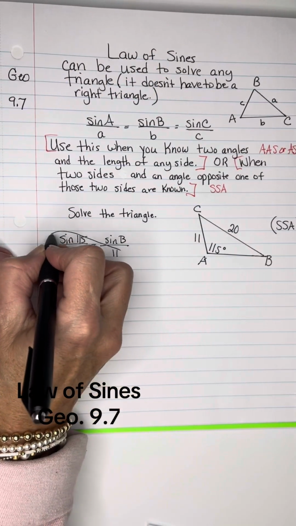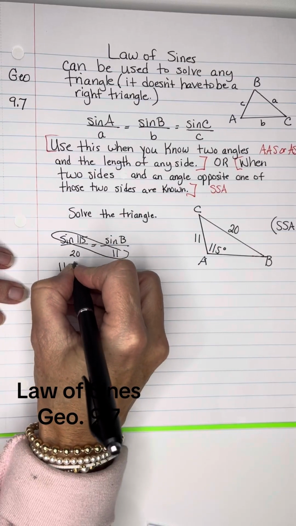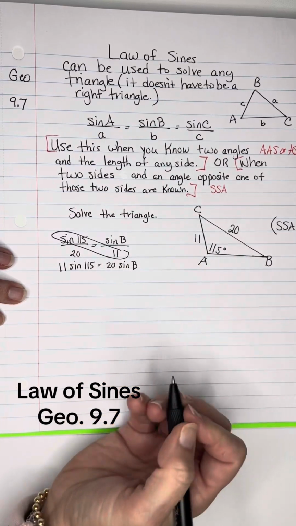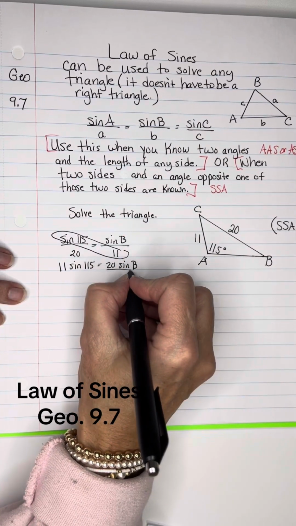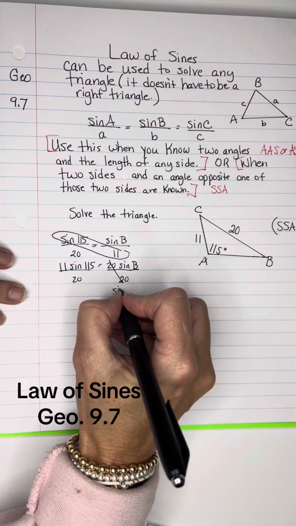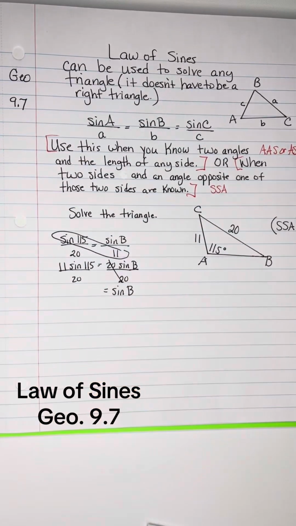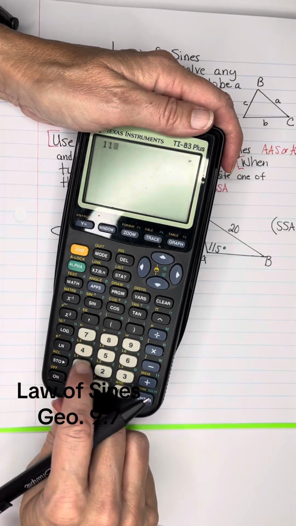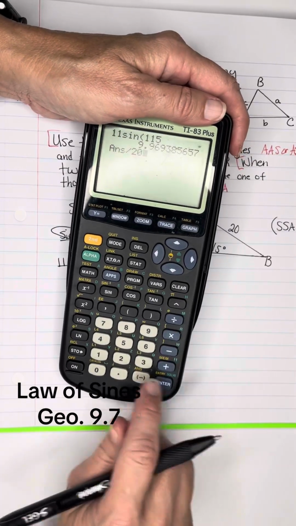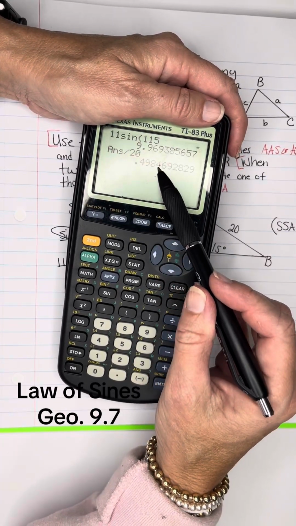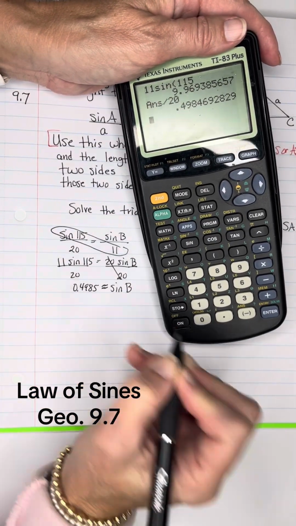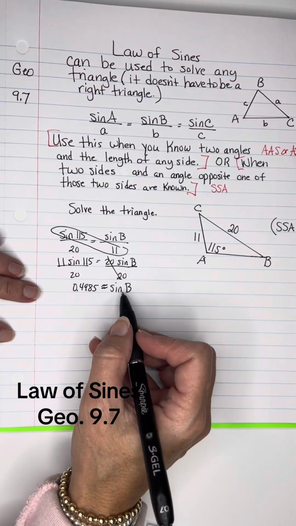All right, let's cross multiply. We have 11 sine of 115 equals 20 sine of B. Trying to get sine of B alone, so we're going to divide by 20. And the sine of B will equal 11 sine of 115. So 11 sine of 115, make sure you're in degree mode, hit equal, and then divide by 20, and you get approximately 0.4985. Okay, now that tells me that sine B equals this number.